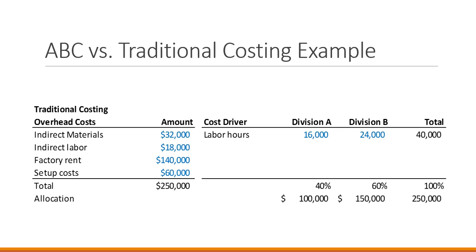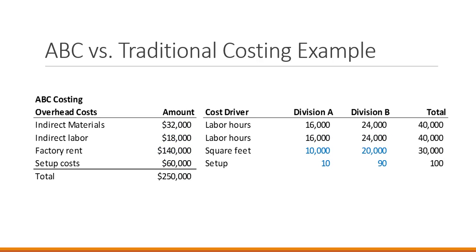$150,000 to Division B. What we haven't considered is the fact that these 4 categories of overhead might not be driven by the number of labor hours that the company is using. There might be other drivers that are causing these costs that don't have a direct relationship to labor hours, and that's where activity-based costing comes into play.